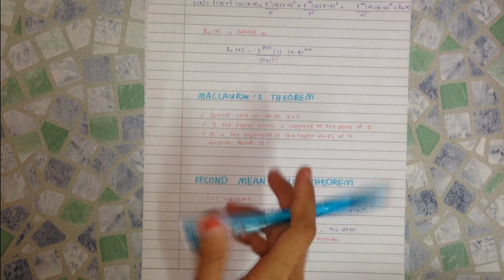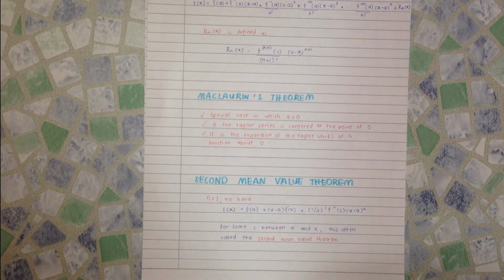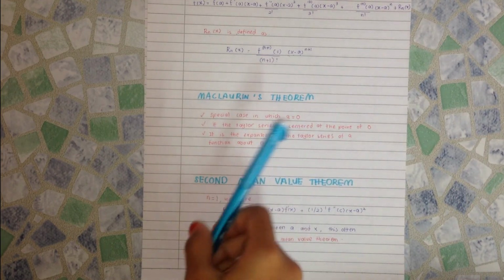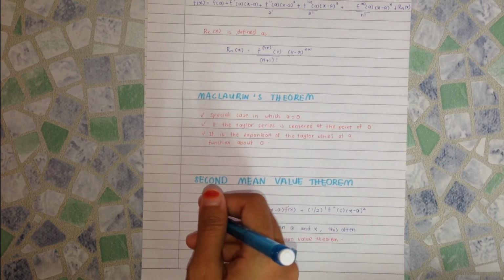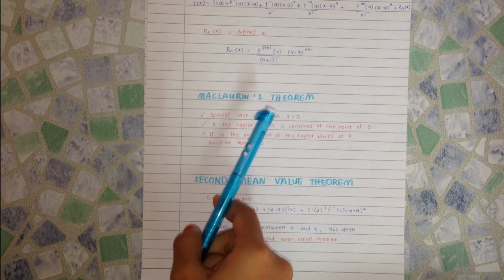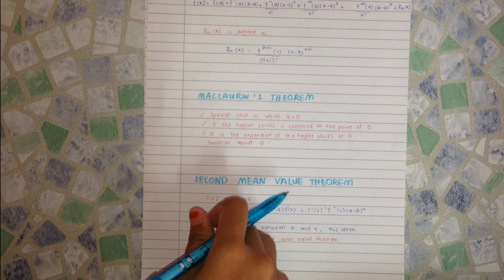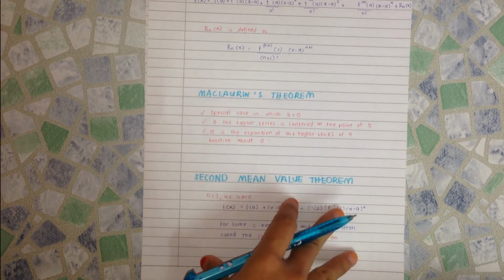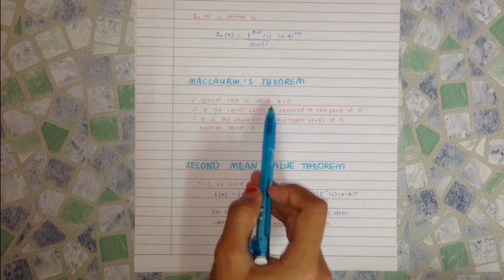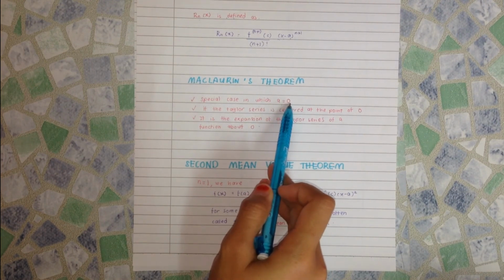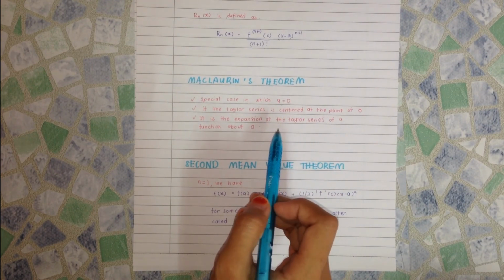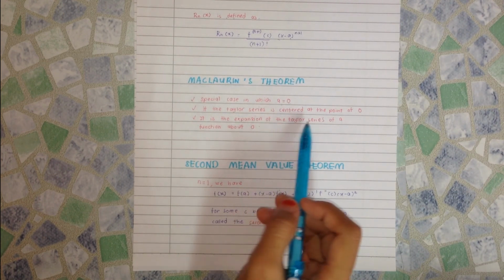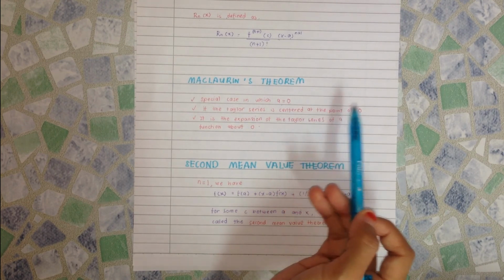The sixth theorem is Maclaurin's theorem. Basically, a Taylor series becomes a Maclaurin series if the Taylor series is centered at the point 0. It is the expansion of the Taylor series of a function about 0. So it is a special case in which a is 0. Basically it's the same as Taylor's theorem, but centered at the point 0.